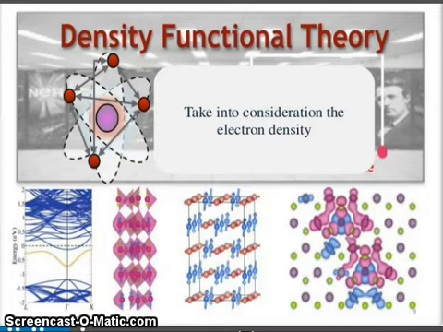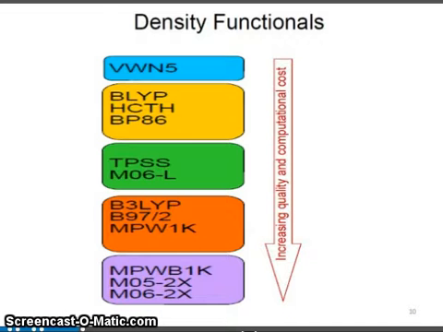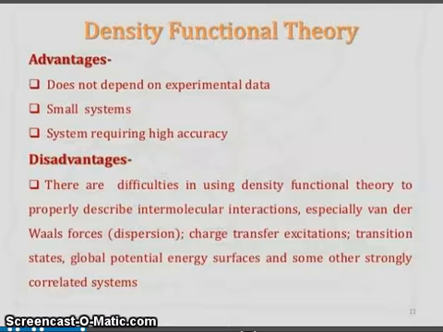So density functional theory takes into consideration the electron density. There are a lot of density functional methods. B3LYP is very common, increasing computational cost. What is the advantage of density functional theory? It does not depend on experimental data, and it suits a small system requiring high accuracy. What is the disadvantage? There are difficulties in using density functional theory to properly describe intermolecular interactions, especially van der Waals forces, dispersion, charge transfer, excitation, transition states, global potential energy surface, and some other strongly correlated systems.